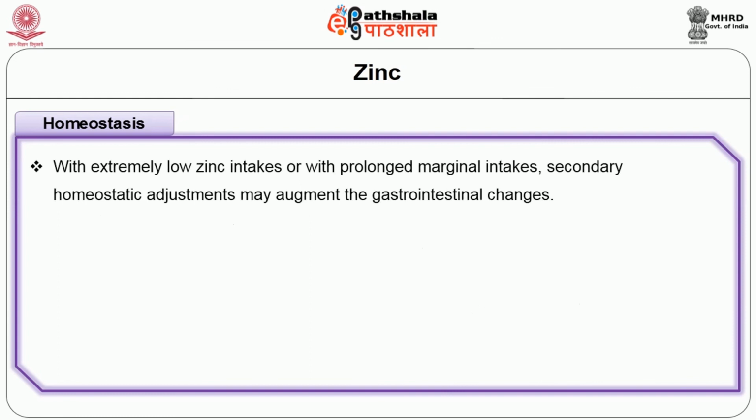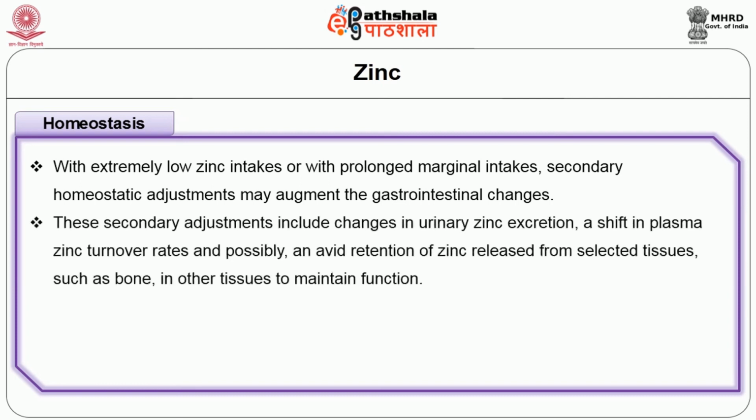With extremely low zinc intakes or with prolonged marginal intakes, secondary homeostatic adjustments may augment the gastrointestinal changes. These secondary adjustments include changes in urinary zinc excretion, a shift in plasma zinc turnover rates, and possibly an avid retention of zinc released from selected tissues such as bone and other tissues to maintain function.